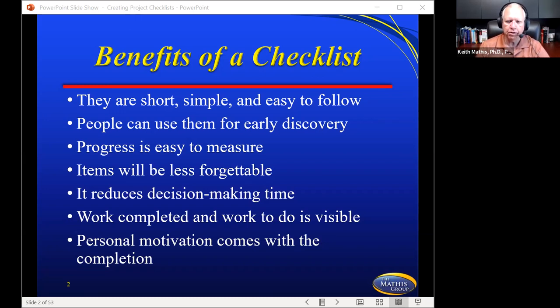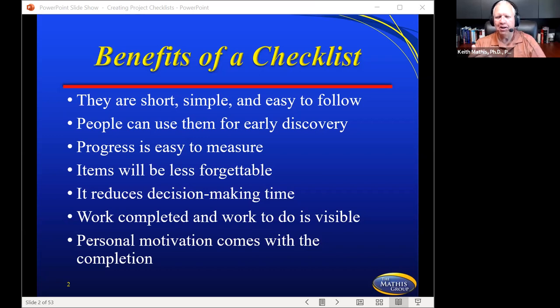So here are some of the benefits of a checklist. They can be short, simple. People can use them for early discovery of anything in the project. Progress is easy to measure. Items can be less forgettable. It reduces decision-making time because we're just going down the list of things to do. Also, work completed and work to do is visible to us because we see that we've already completed the first half of the checklist and we still have the second. And personal motivation comes with completion.